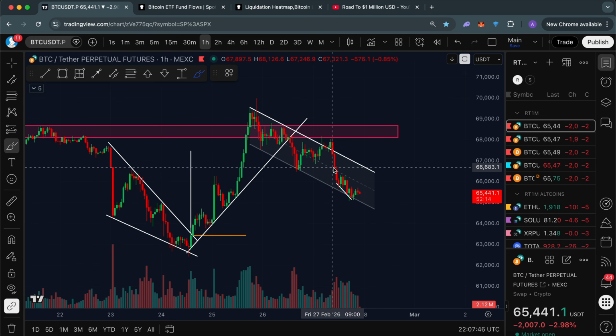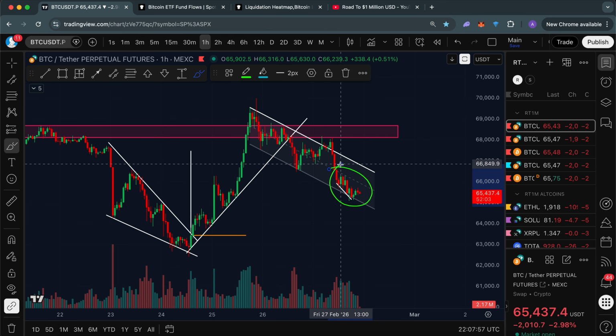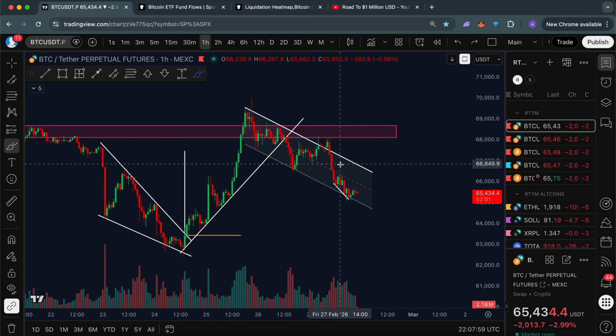Welcome to the road to 1 million US dollars, and let's get right into the Bitcoin chart for today. As always, we're going to start on the 1 hour time frame and then move on to higher and higher time frames, and I will only be covering the unbiased technical analysis and nothing more.